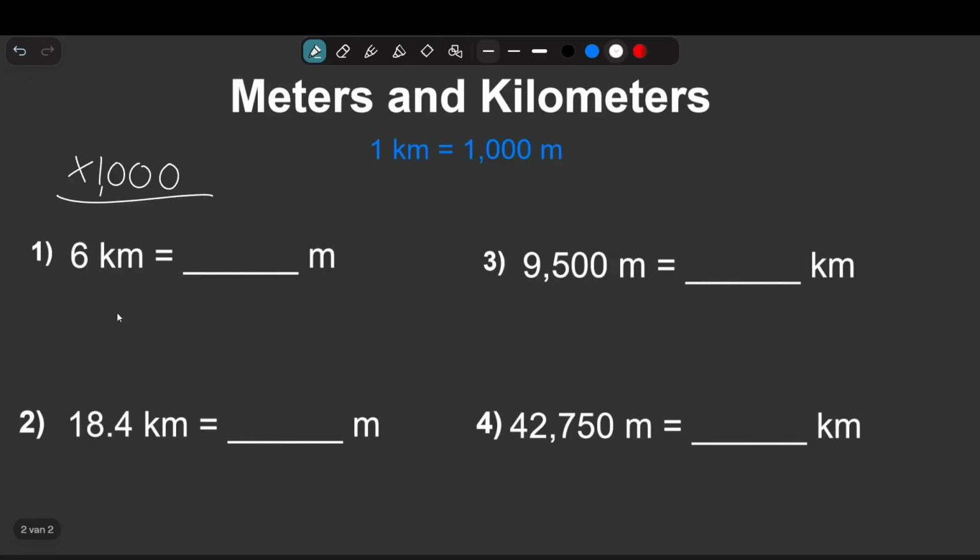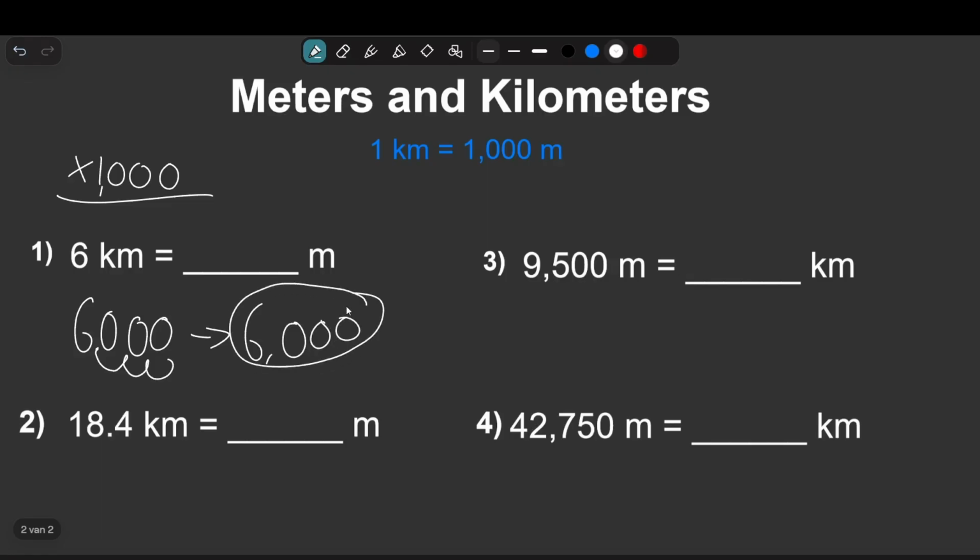So 6 times 1,000. We can do this simply by just moving our decimal, which is right here, to the right 3 times. So 1, 2, and 3. So now you have 3 empty spots which you can fill in with zeros. Now we can rewrite our number with the comma right here and the decimal in the right spot, and this will be our final answer. So 6 kilometers will be 6,000 meters. Now, that was the first example.